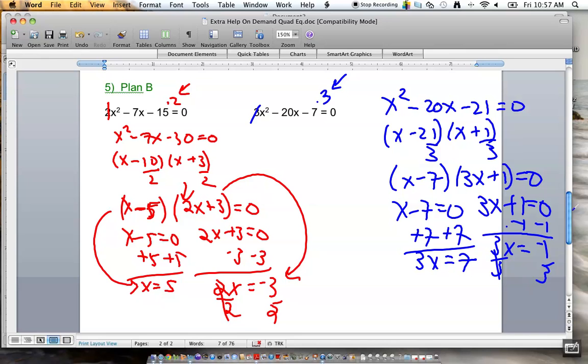That's how you solve a quadratic equation. All the different types and variables possible.